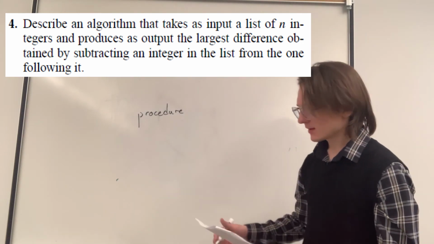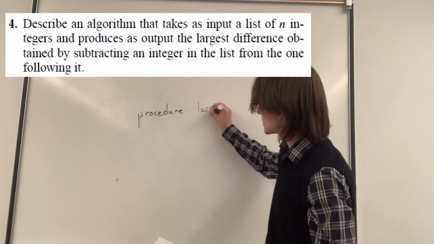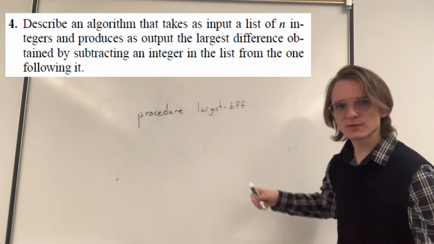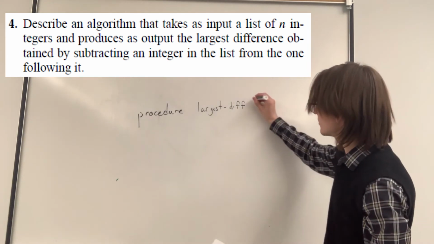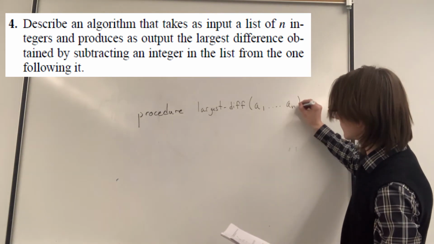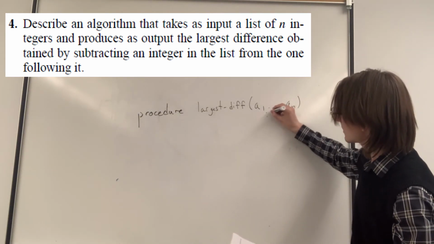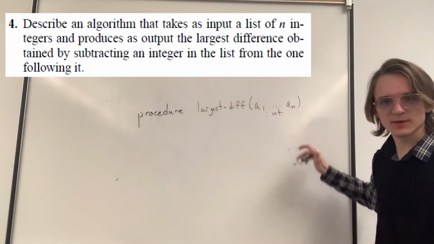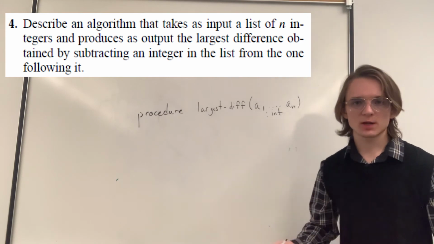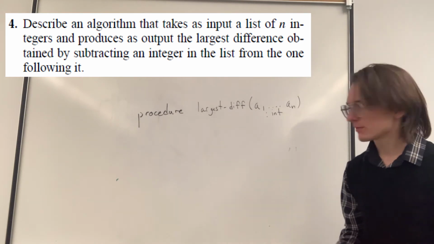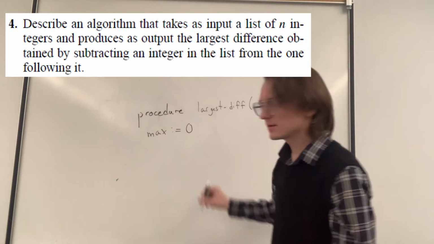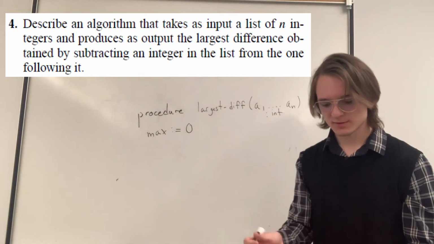From there, let's call it largest difference. It takes as input a list of n integers, so let's begin from a of 1 all the way through a of n, and these, of course, are integers. From there, let's define a maximum value. At the beginning, what is our maximum? Well, it'll be 0, so let's make a variable and just say it's equal to 0, to start out with.